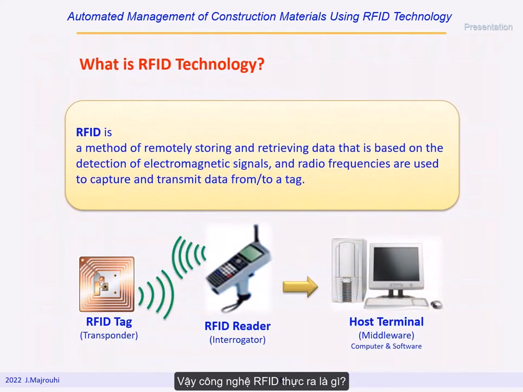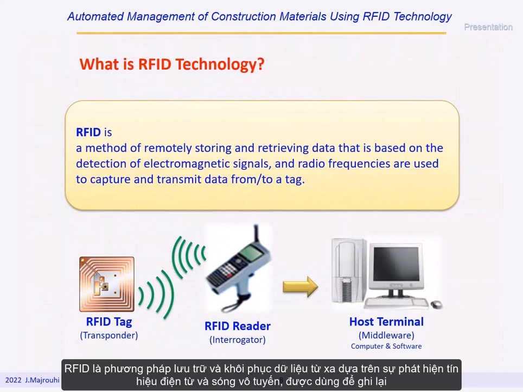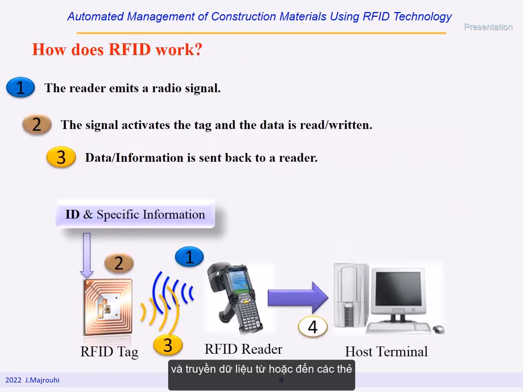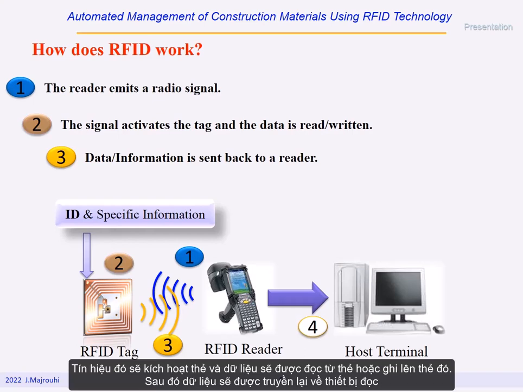But what is RFID technology? RFID is a method of remotely storing and retrieving data that is based on the detection of electromagnetic signals, and radio frequencies are used to capture and transmit data from or to a tag. How does it work? The reader emits a radio signal. The signal activates the tag and the data is read or written. Data information is sent back to a reader.